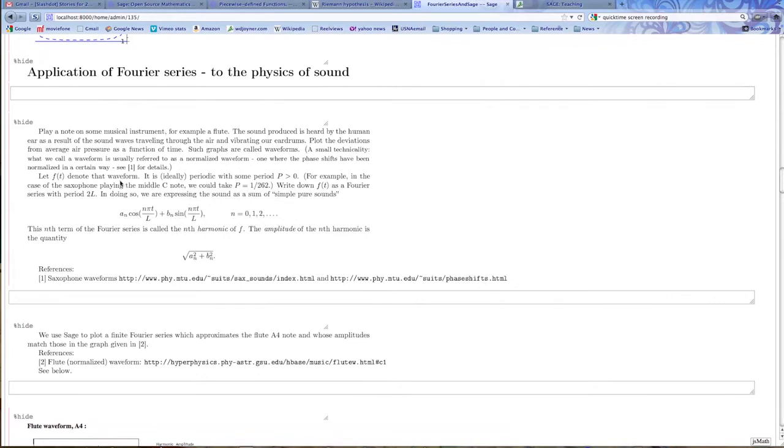If f of t is that waveform of the flute, can we come up with coefficients a_n and b_n so that these add up to give us that waveform? Well, these terms in the Fourier series are actually called harmonics in physics and in music theory. So can we come up with a sequence of these simple harmonics that add up together to give us that waveform of the flute? Well, there's another piece of terminology. The square root of a_n squared plus b_n squared is called the amplitude of that nth harmonic.